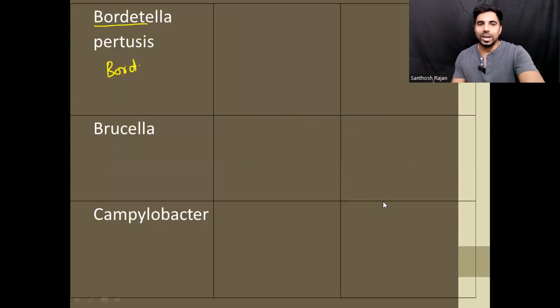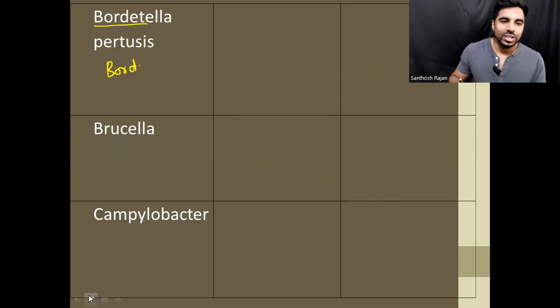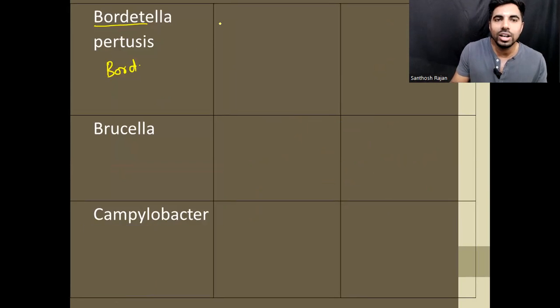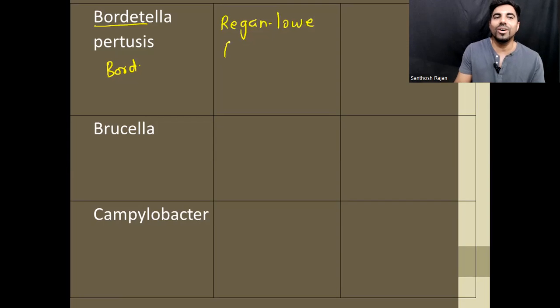Okay. Now let's go back here. So now we are going to write all the media names. So what are the medias? You just remember now. Regan Loi, who is the warden of the boarding school? Regan Loi or Bordet Gengua. Bordet Gengua is in the name. Bordet-Gengou, G-N-G-O-U. Okay, this is common. You'll not forget.